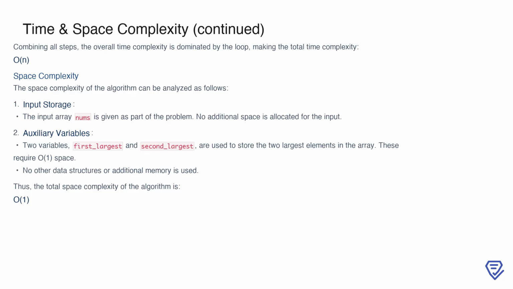Now that we've covered time complexity, let's look at the space complexity. The algorithm operates directly on the input array nums and doesn't allocate any additional space for the input, apart from the array itself. This means there's no extra memory used for data storage. Additionally, we only use two auxiliary variables, first_largest and second_largest, to keep track of the two largest numbers in the array. These variables require constant space, or O(1). Since no other memory-intensive operations or data structures are involved, the total space complexity of the algorithm is O(1), making it highly efficient in terms of memory usage.